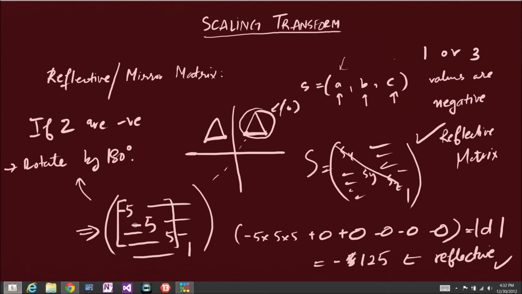And for example, like I said over here, if you had two negatives, it's not a reflective matrix, and instead it rotates by 180 degrees. In this case, if you have two negatives, the product would have been a positive. Hence, that would not be a reflective matrix.